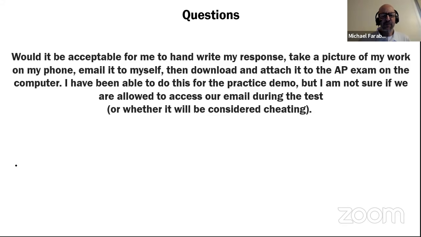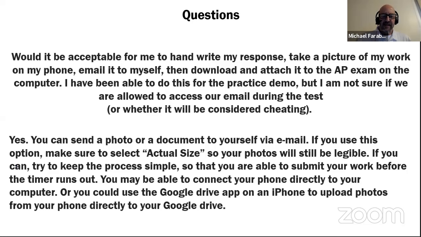This person said, it would be acceptable for me to handwrite my response, take a picture of my work on my phone, email it to myself, then download, attach it to the AP exam. Yes, you can send a photo or a document to yourself via email. Make sure you use actual size because sometimes the photo is going to get shrunk and then maybe make it difficult to read. Try to keep the process simple. If you can connect your phone directly to your computer, or you can AirDrop it, or use a Google Drive app on an iPhone. If your internet is slow, you might run out of time if you're trying to wait for yourself to get an email. So try to keep things simple on exam day.